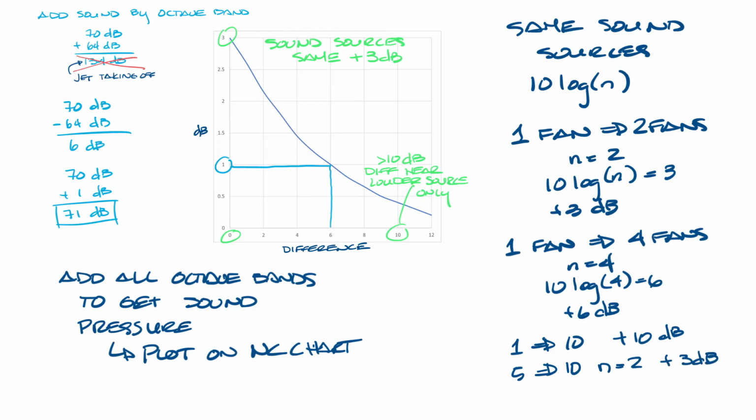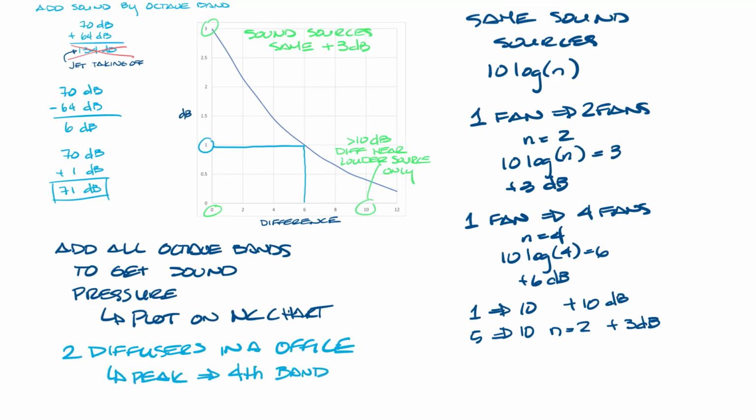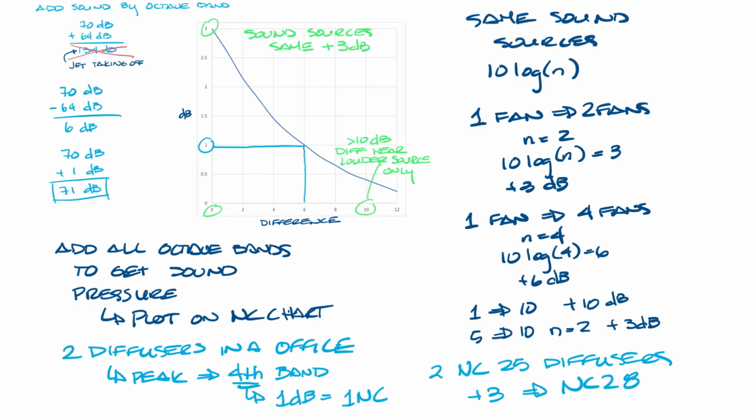So this assumes that all of the sound sources are within range and you can hear them all at the same time. So these are sound sources that are in the 10 feet around the occupant, say. It's more likely that what you'd be wondering instead of fans is how do two diffusers sound in a space? So diffuser sound peaks in the fourth band, and in the fourth band 1 dB is about 1 NC. So if you had two NC25 diffusers, you would add 3, because the n is 2 here. You would add 3 dB and you'd get NC28 is what it would sound like in that space.